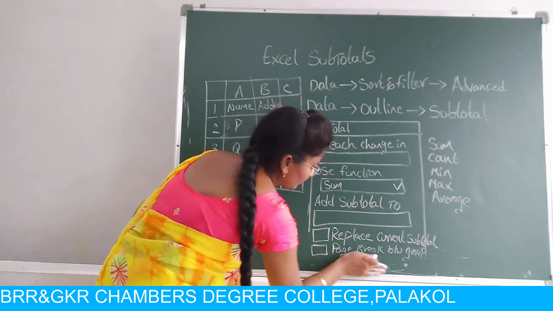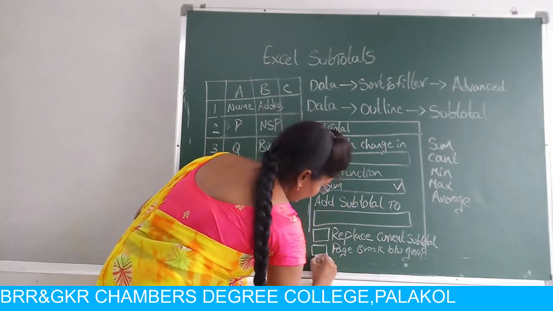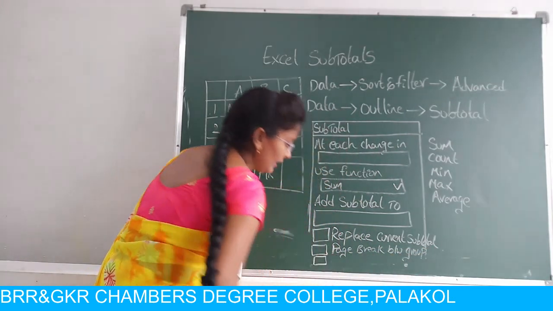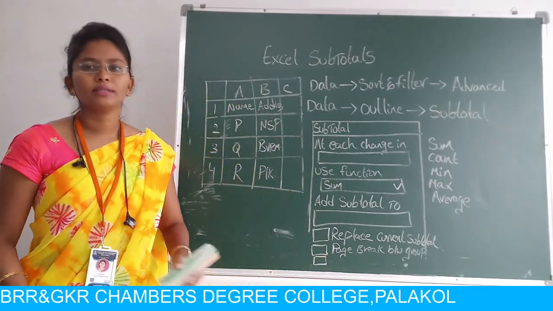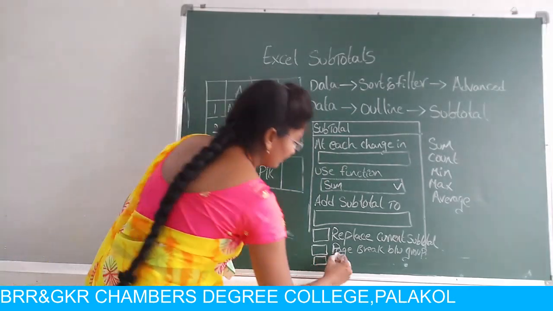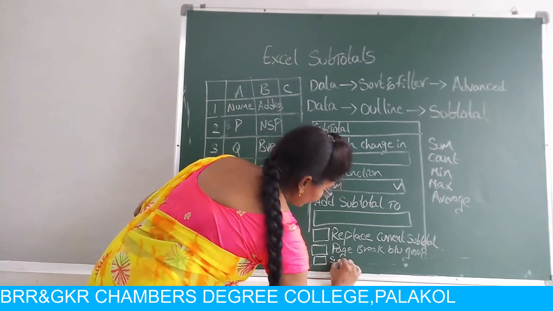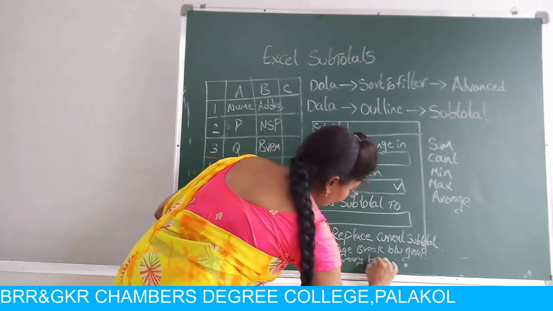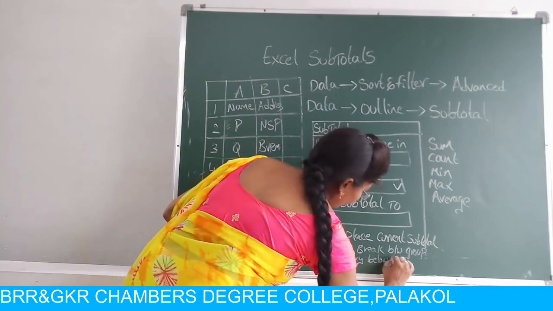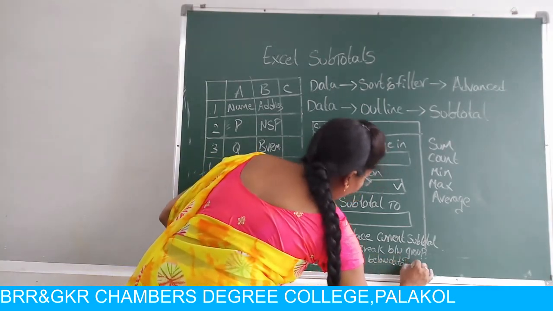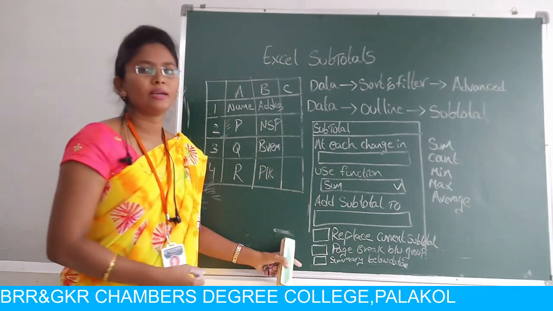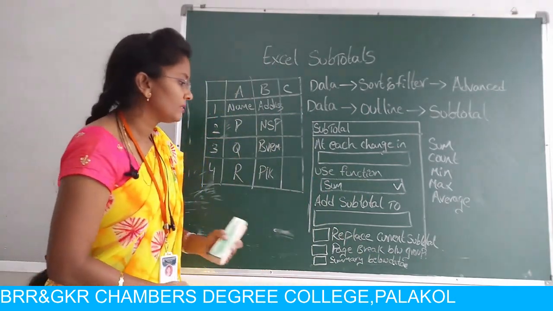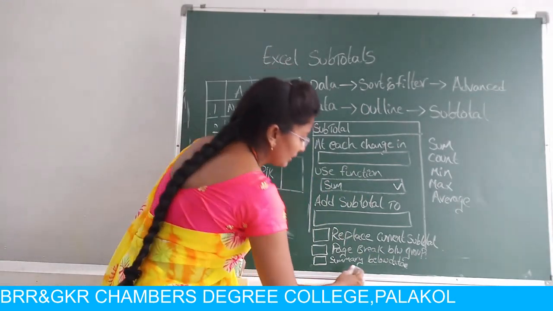And the next checkbox is summary below data. These are the checkboxes available in the subtotal. At last, you can see the buttons like the remove all button.